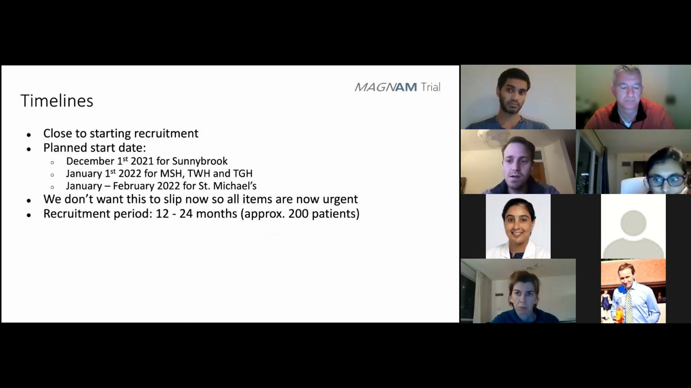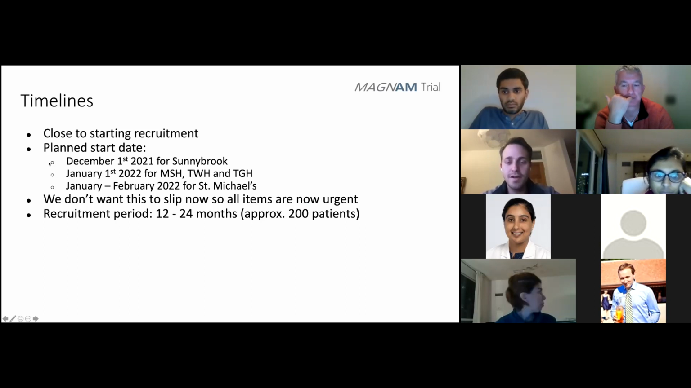Okay, so what do our timelines look like? We're getting quite close to starting recruitment. The planned start time for the Sunnybrook site is December 1st. For the other sites, UHN and St. Mike's, it's hopefully going to be January. There's a little bit of delay in terms of legal and that sort of thing, but our hope and plan, as we see things now, is for January.